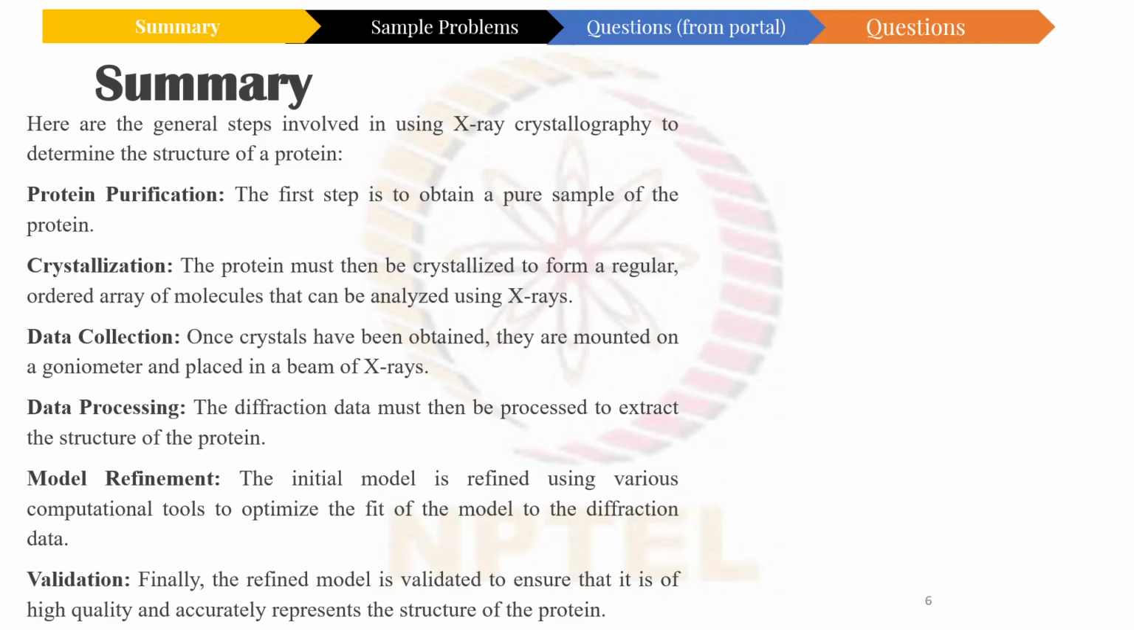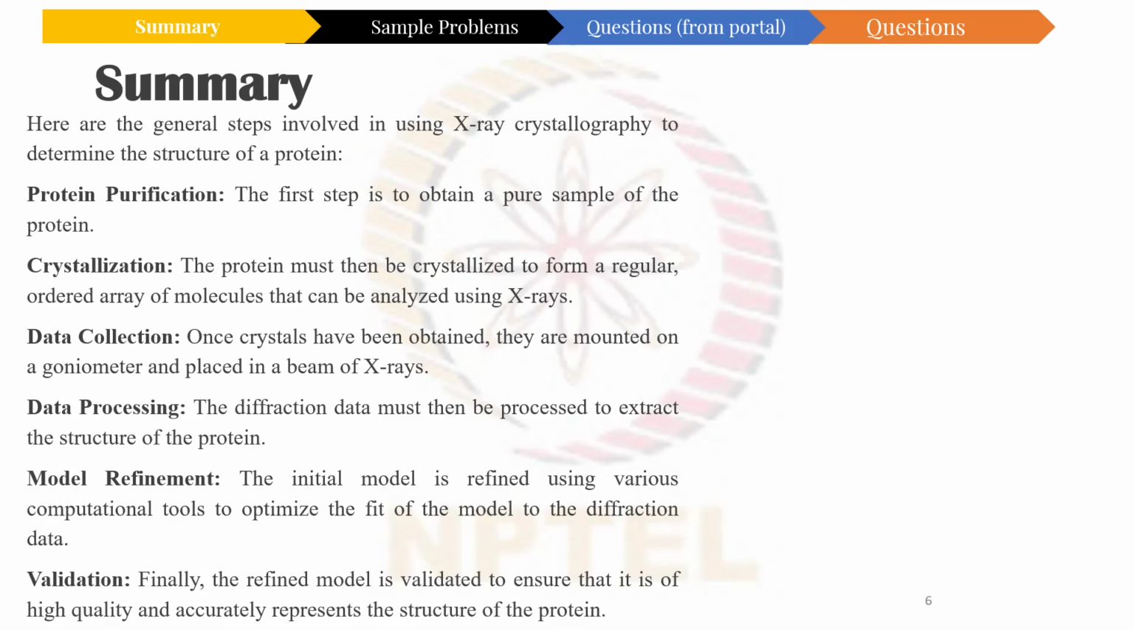The next process is data processing. This diffraction data must be processed to extract the structure of the protein. The processing of the diffraction data includes several steps, including scaling and merging the data from multiple crystals, calculating the phases of the diffraction pattern, and building an initial model of the protein structure.